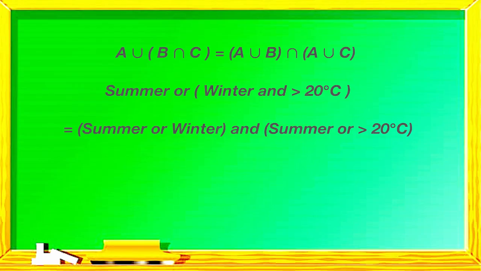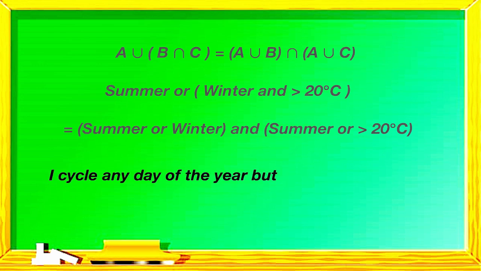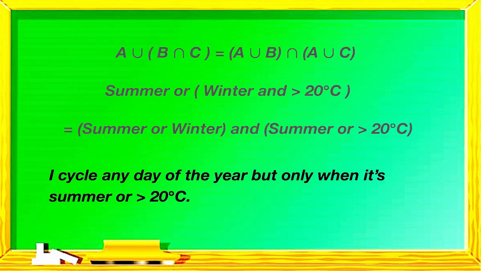But notice that summer or winter is anytime. And summer or more than 20 degrees is the days when I cycle. We're ignoring other seasons in this example. And we're taking the intersection of these. So we get something like, I cycle any day of the year, but only when it's summer or more than 20 degrees. Which actually makes sense and is another way of saying the original statement. But what makes this more satisfying is that we've come to it from a set theoretic identity which shows how we might use set theory to manipulate logical statements.